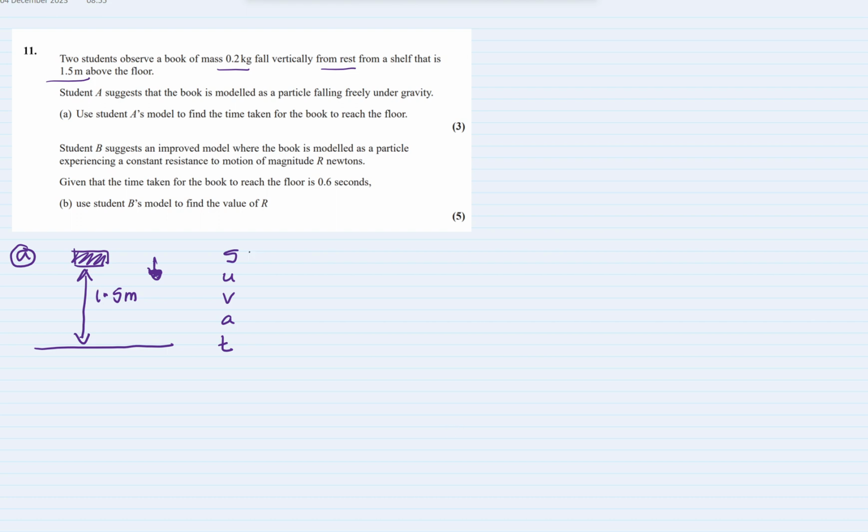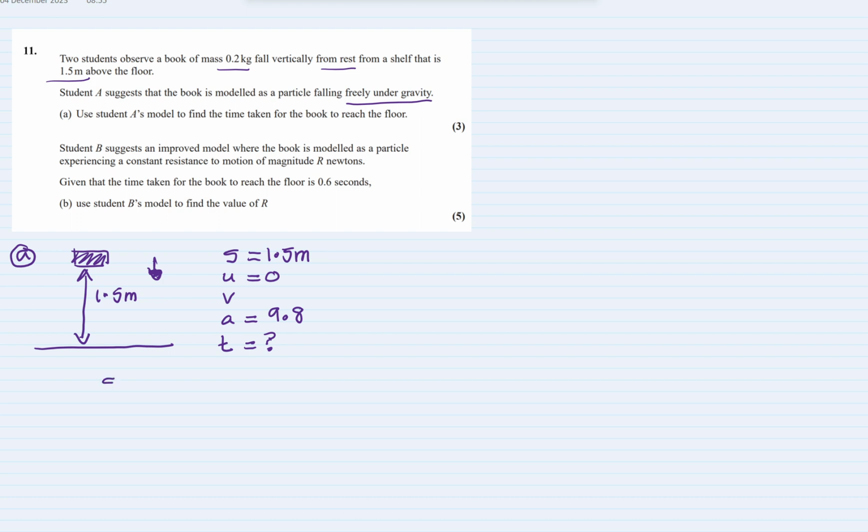So in the downwards direction, I'm moving down 1.5 meters. I know that the book is starting from rest. I don't know the final velocity, but I do know that it's moving freely under gravity, which is the model that student A is suggesting. So I know that my acceleration is going to be 9.8. And what I want to find is the time taken.